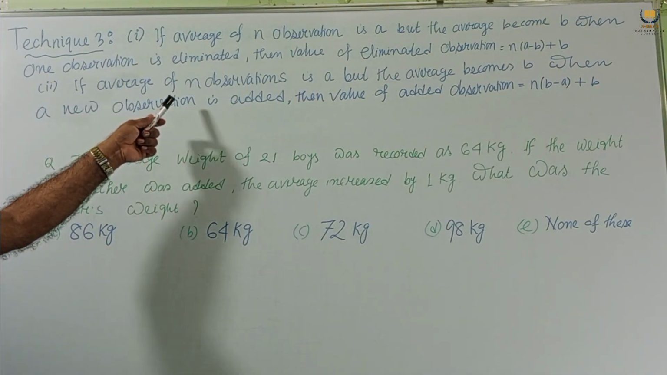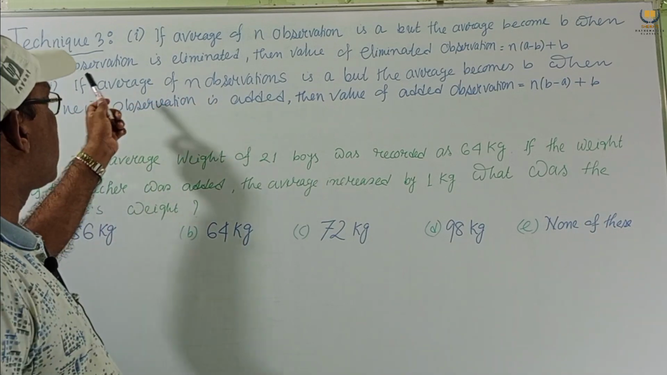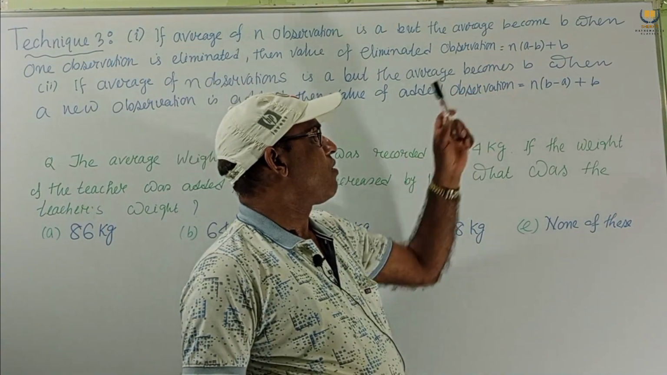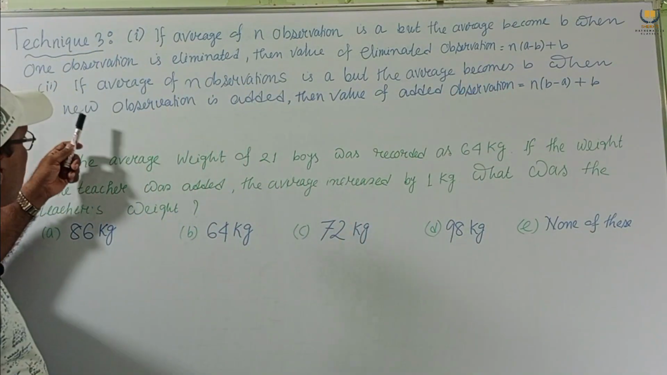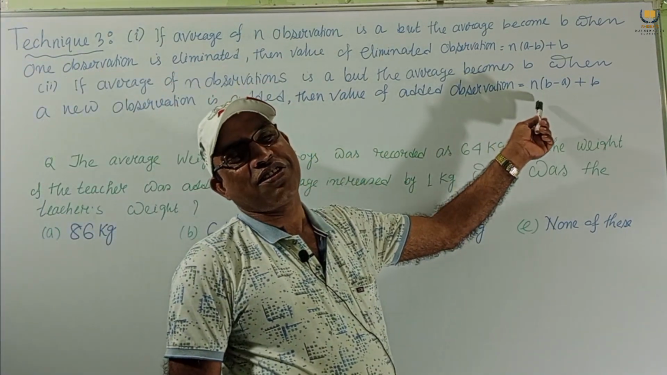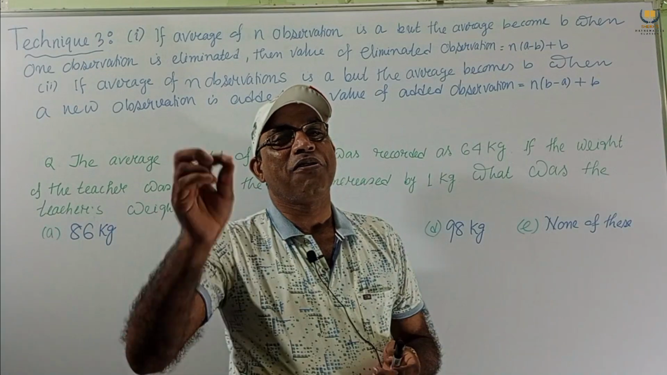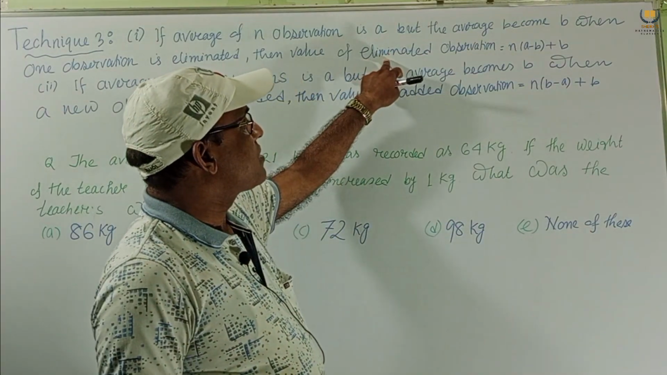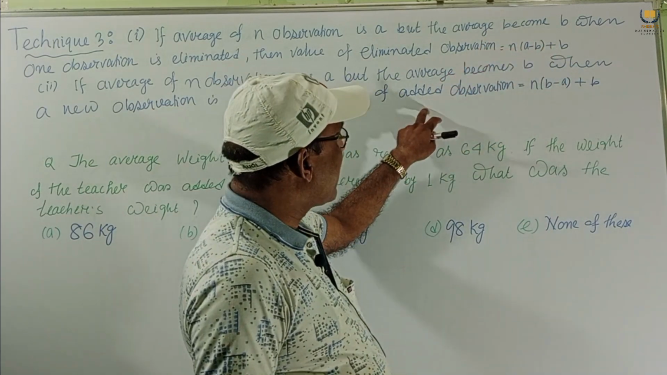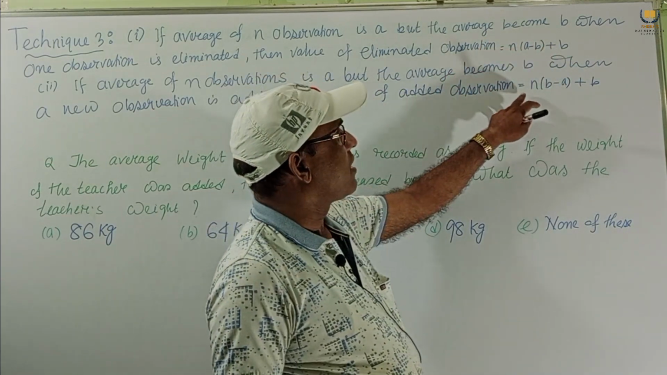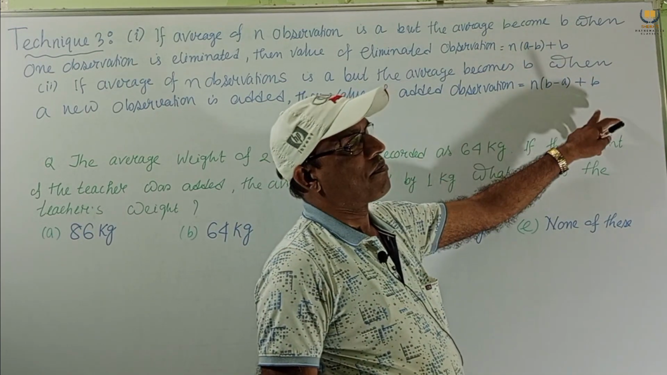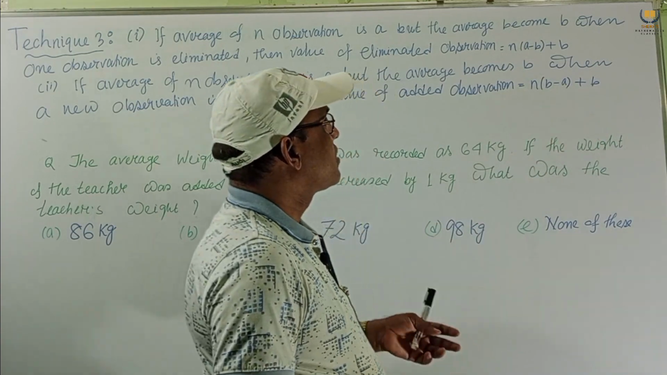Number 2: if the average of n observations is a, but the average becomes b when a new observation is added, then the value of the added observation is n into (b minus a) plus b. The formula is, if we eliminate one observation, the answer is n into (a minus b) plus b, and if one observation is added, then n into (b minus a) plus b. Here a minus b becomes b minus a, others same. This is the difference. So this is our shortcut method.